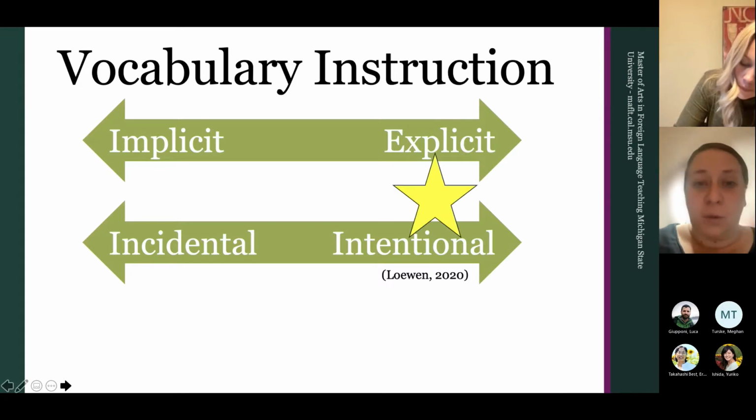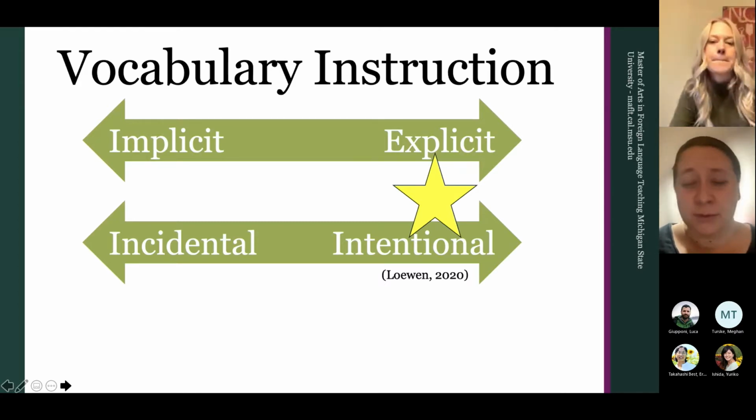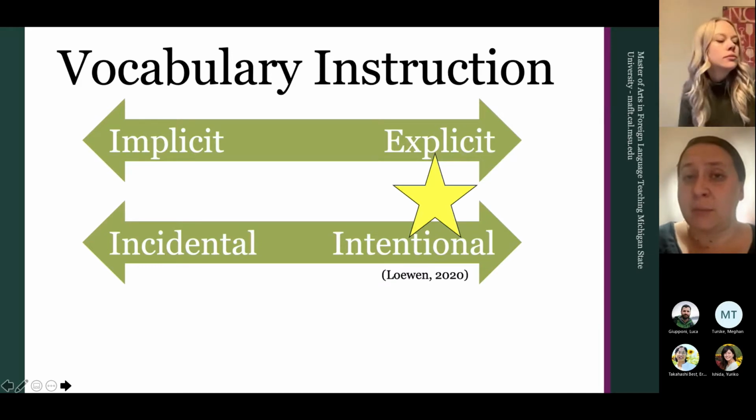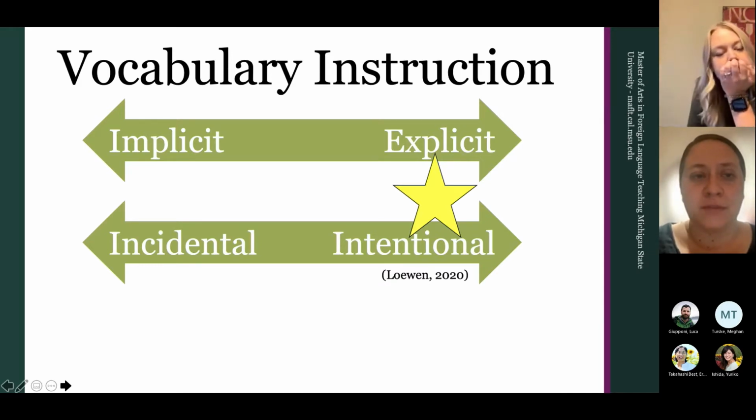Typically or traditionally, a word wall approach is more of the explicit and intentional approach, where you have a list of words that students need to know and produce or read, depending on what your course objectives are. But I found that you can also use a word wall for more implicit and incidental and communicative approaches, if you're intentional about how you approach that.